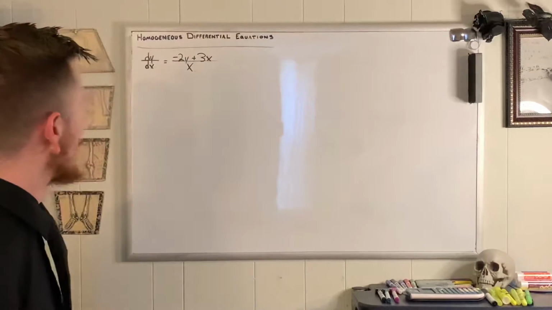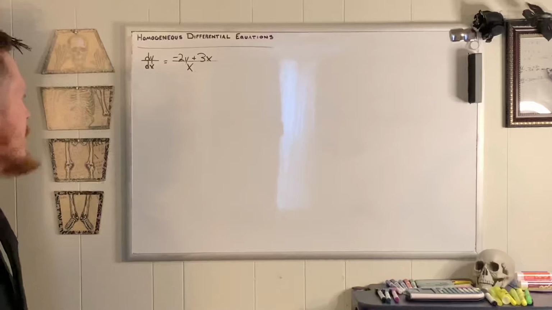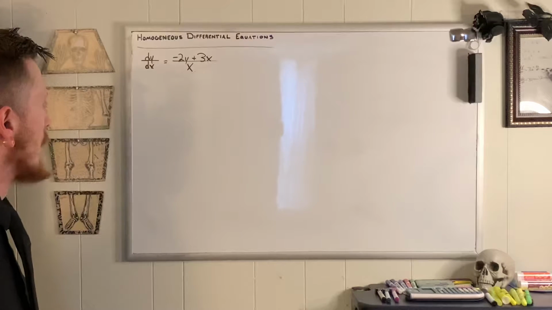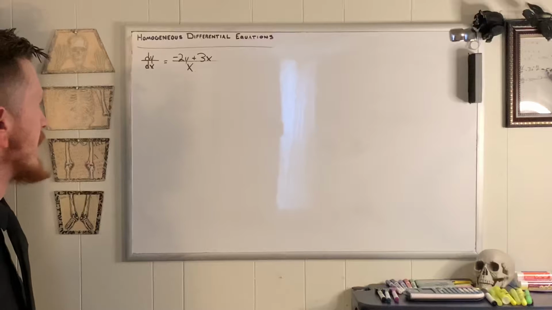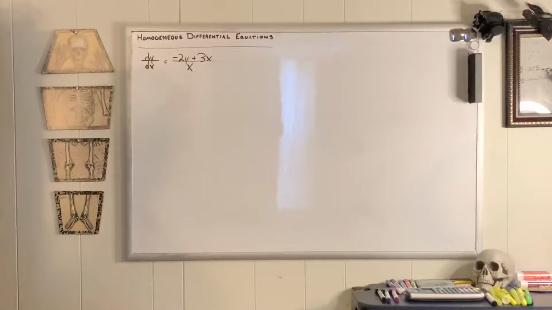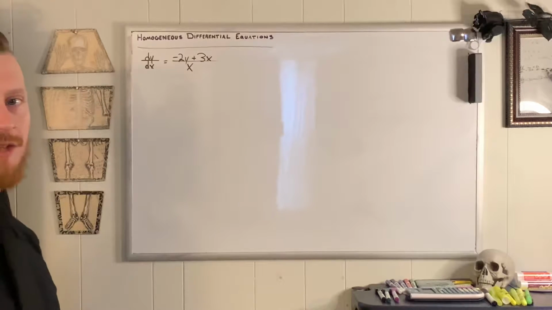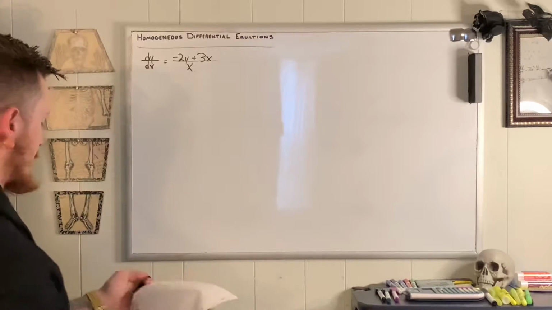So let's consider the following equation. dy/dx equals minus 2y plus 3x, divided by x. Firstly, let's put this equation into a form that's a little bit easier for us to work with.